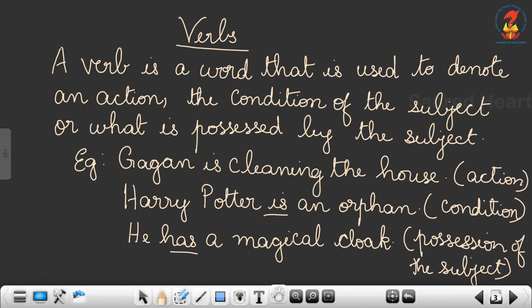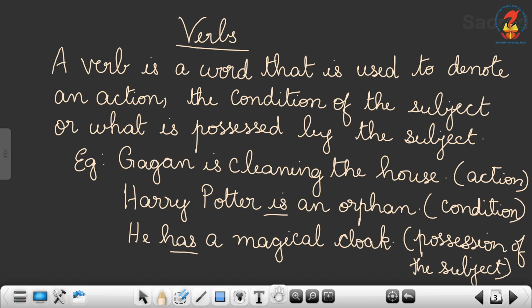The definition given in your textbook is: a verb is a word that is used to denote an action, which you already know, the condition of the subject, or what is possessed by the subject. The condition of the subject means, look at the example here. Harry Potter is an orphan. In this sentence, the verb talks about the condition of the subject.